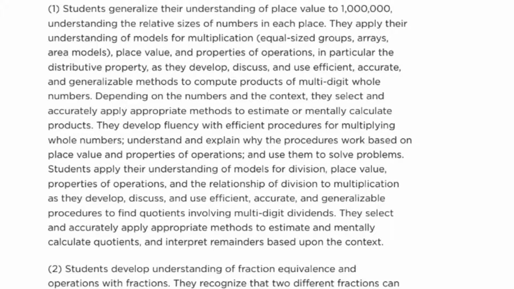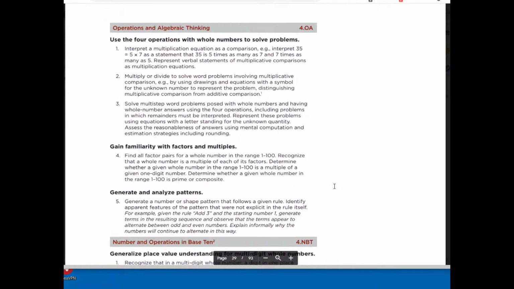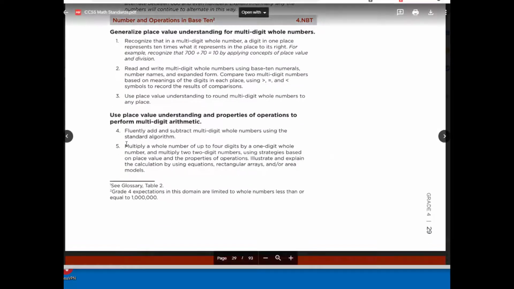All right, here we go. Students apply their understanding of models for division, place value, properties of operations, and the relationship of division to multiplication, and they develop, discuss, and use efficient, accurate, and generalizable procedures to find quotients involving multi-digit dividends. They select and accurately apply appropriate methods to estimate and mentally calculate quotients and interpret remainders based on context. All right, so let's go down here, see what else it says down here for NBT and 6. So it's this one right here.